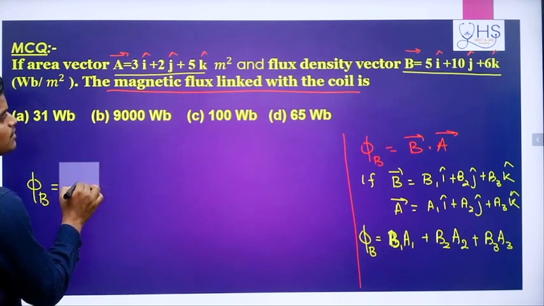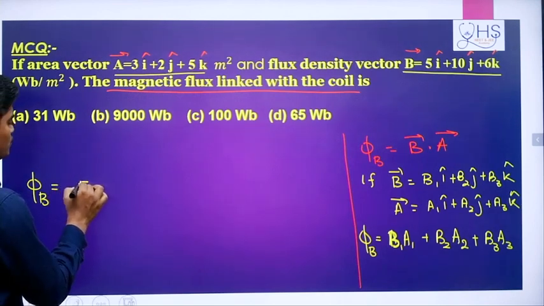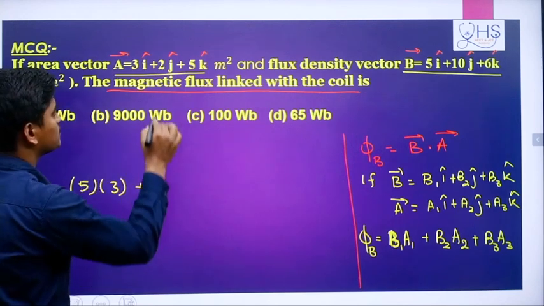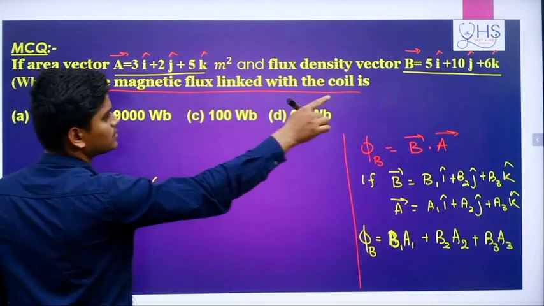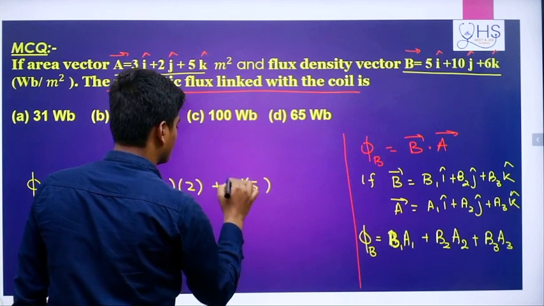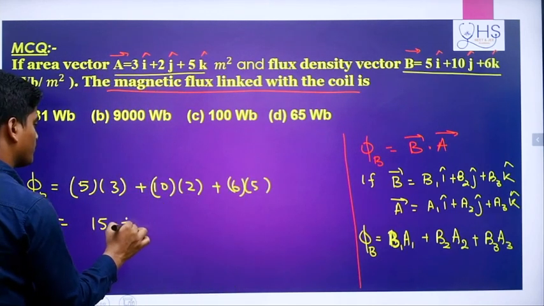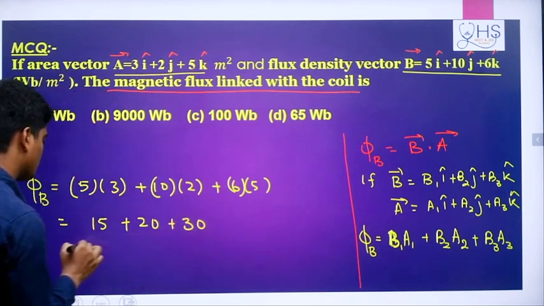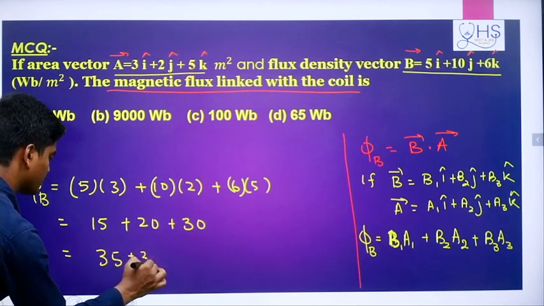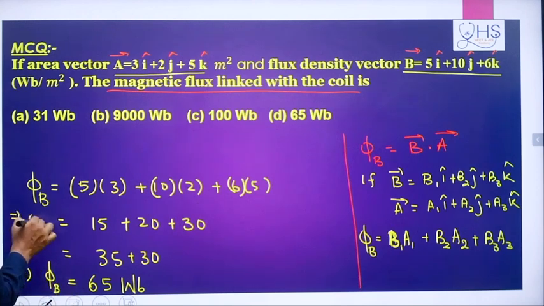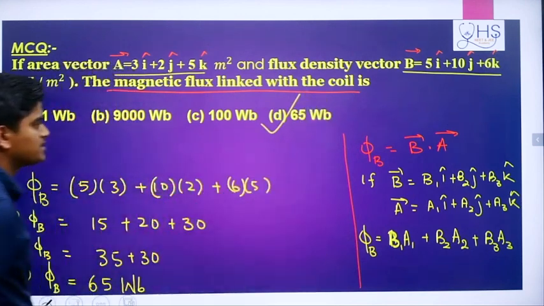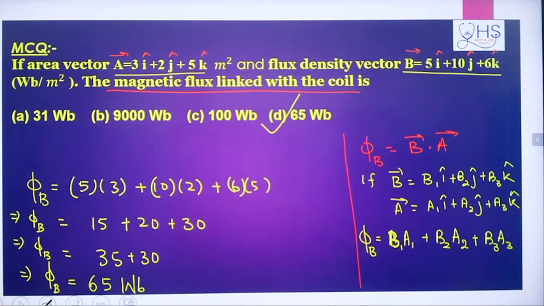Now here it is 5 into 3 plus 10 into 2 plus 6 into 5, so 15 plus 20 plus 30. Now this is 35 plus 30, which comes to 65. So magnetic flux is 65 Weber. 65 Weber. Let's check, everyone. You calculate yourself and check. The answer is coming 65. Simple thing.